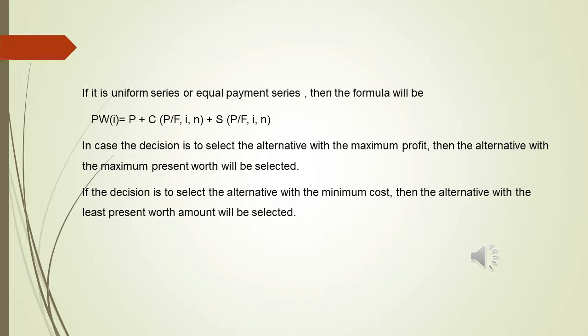If the decision is to select the alternative with the minimum cost, then the alternative with the least present worth amount will be selected. If you want to select the alternative with the maximum, then the one with the maximum present worth value will be taken. If you want least, then least will be taken. You can go ahead like that. So this is also important. It has been asked in exams, so please go through this.